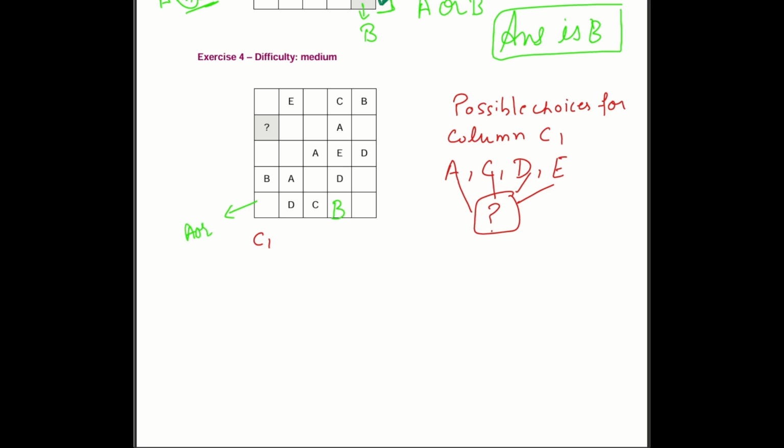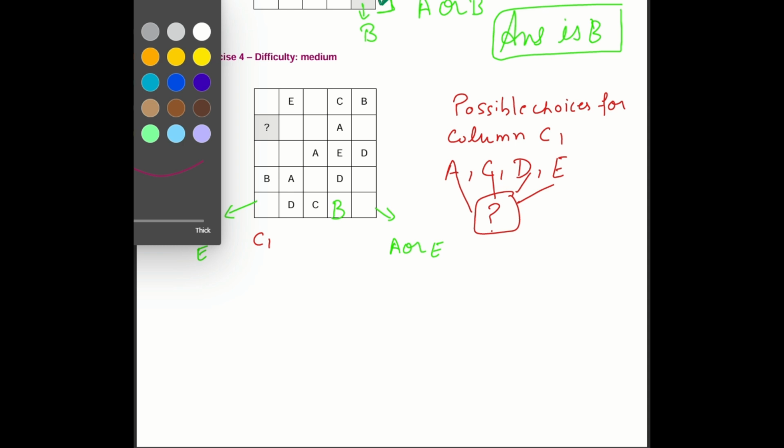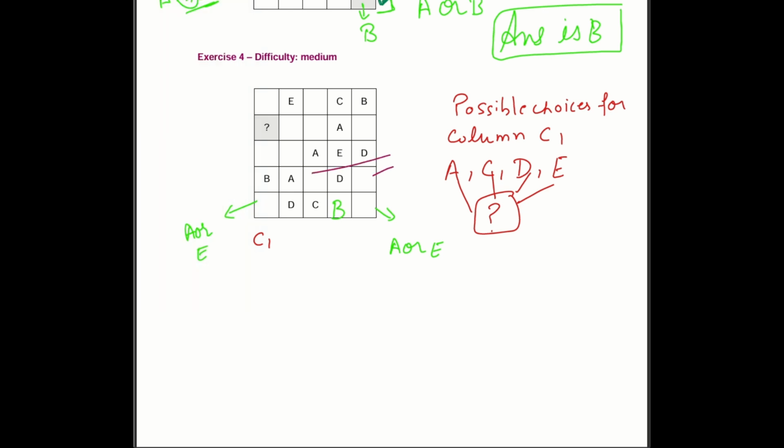Now move to here. Choices are A or E. We are not able to find anything because for A or E, nothing is common. Move here. Choices for this and this are C or E. Yes, this is C. In the same column there would be two C, so this would be E, this would be C.